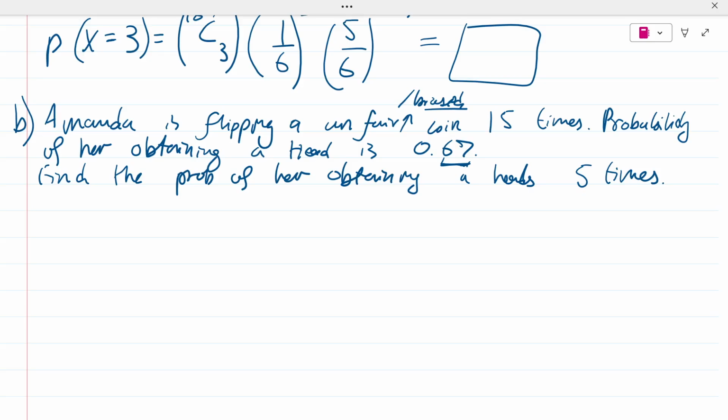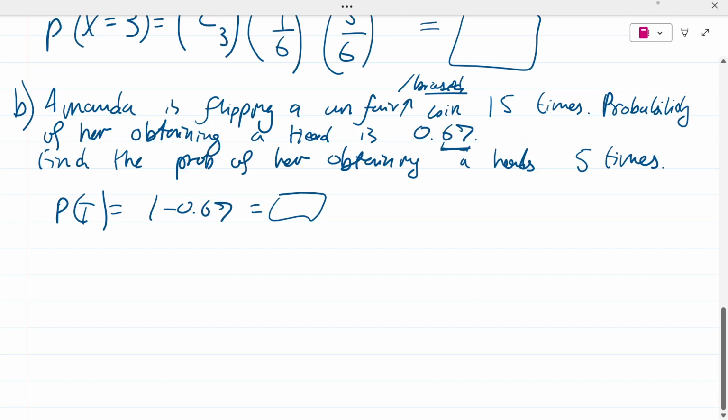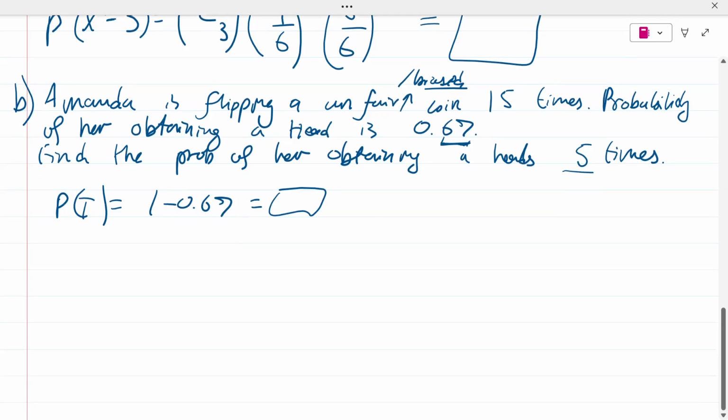As there are only two outcomes and the total probability is always equal to 1, you can say that the probability for obtaining a tails is going to be 1 minus 0.67. Now find the probability of her obtaining a heads 5 times. So what is the success in here? The success or P in this case would be 0.67. They already gave this to you. And the probability for Q, the failure or tails, would be again 1 minus 0.67.